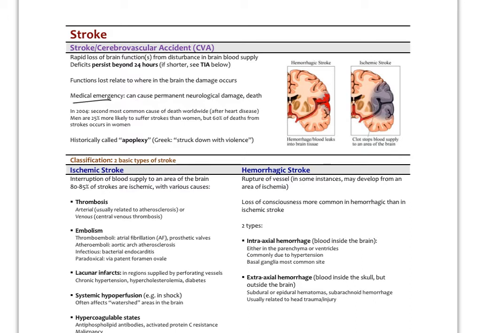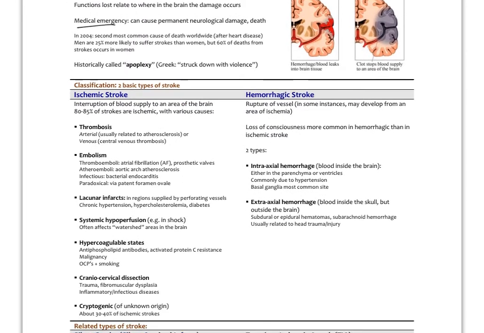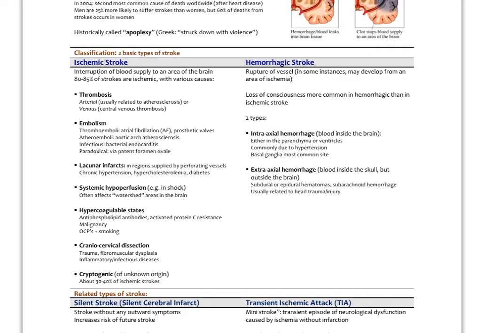Historically, this was called apoplexy, which in Greek means struck down with violence. So if you read old books and they talk about a person had apoplexy, that means they had a stroke. There are two basic types of stroke, ischemic and hemorrhagic. Ischemic is where you have an interruption of blood flow to an area of the brain, and that's due usually to thrombosis or an embolism.